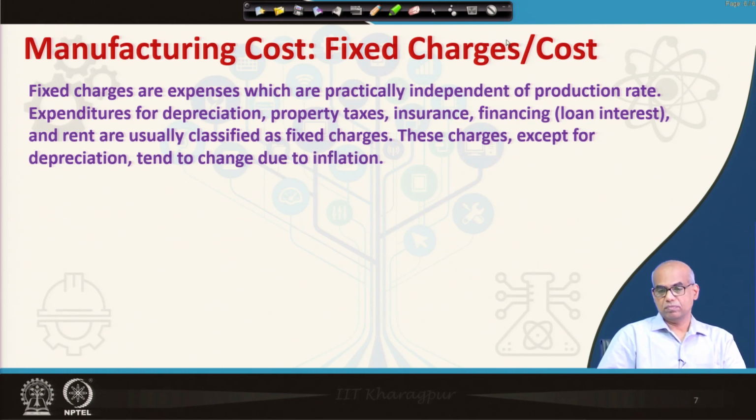What about fixed cost or fixed charges? As the name suggests, fixed cost or fixed charges are expenses which are practically independent of production rate. They are kind of fixed, independent of production rate. Expenditure for depreciation, property taxes, insurance, the loan interest that you have to pay, the rent that you have to pay are usually classified as fixed charges. These charges, except for depreciation, tend to change due to inflation factor.